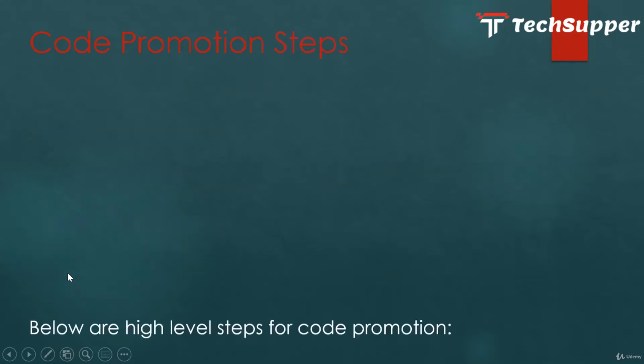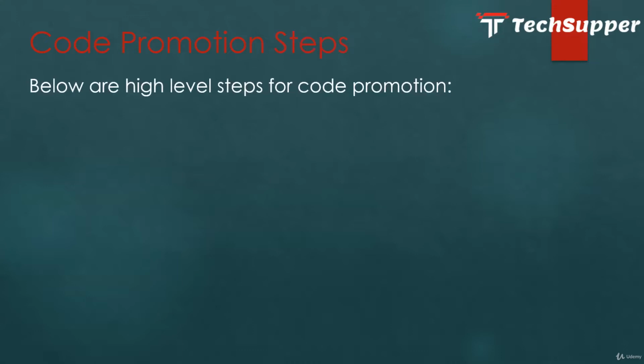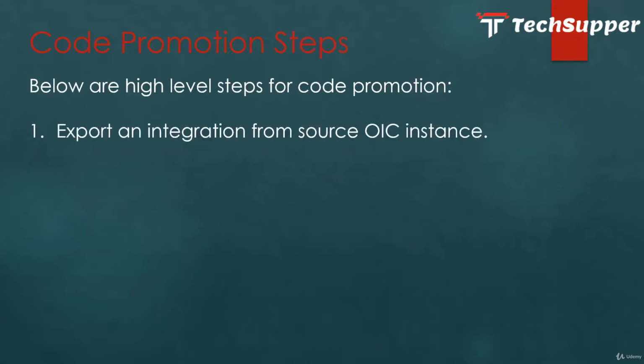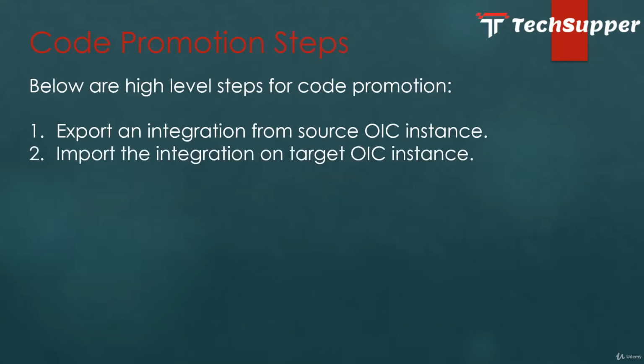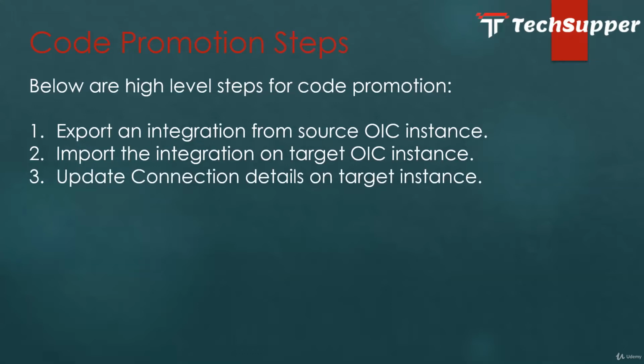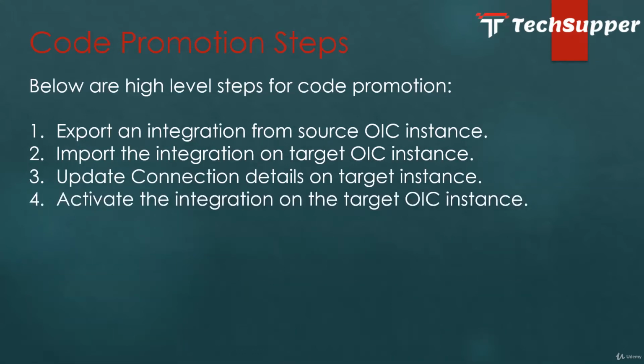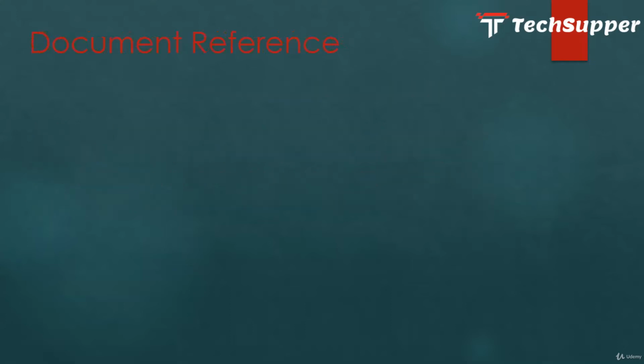So there are steps involved in the code promotion, and below are the high level steps. First you have to export an integration from the source OIC instance, import the integration on the target OIC instance, update connection details on the target instance, and then activate the integration on the target OIC instance. These are the high level steps which you need to follow.